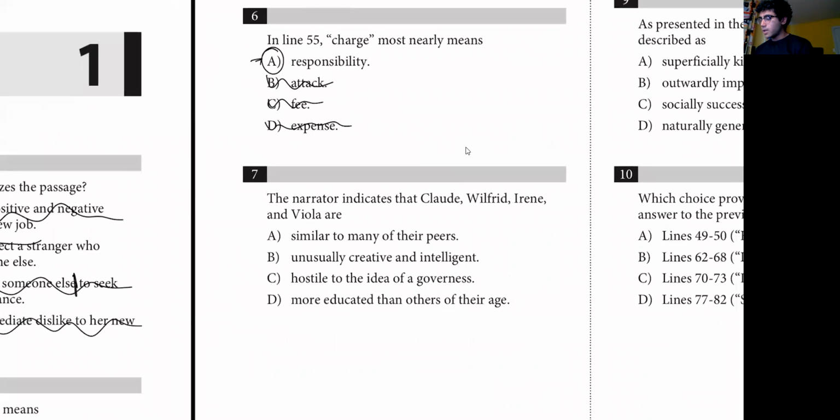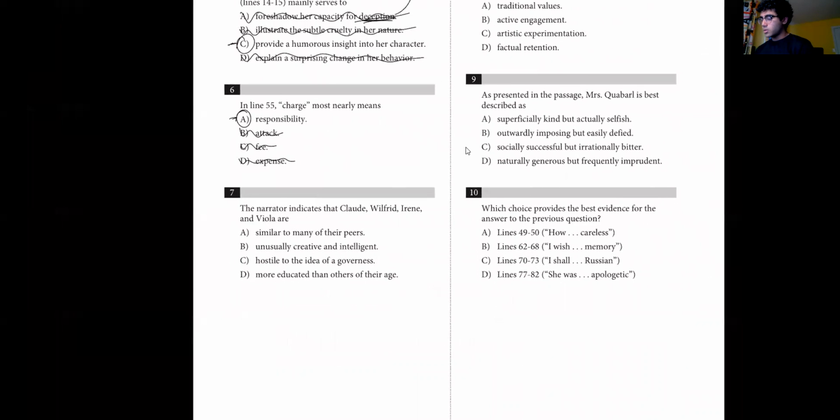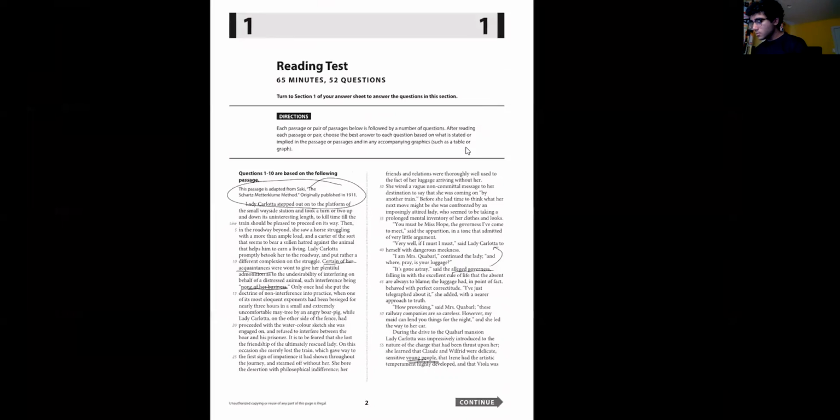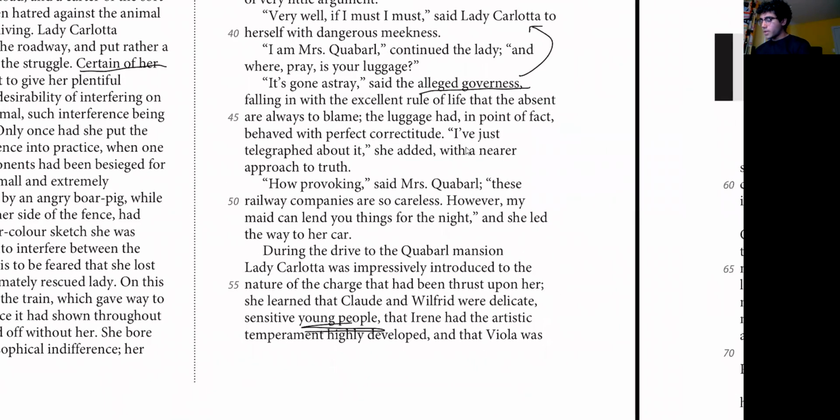7, the narrator indicates that Claude, Wilfred, Irene, and Viola are all what? Similar to many of their peers, unusually creative and intelligent, hostile to the idea of governance, and more educated than others of their age. All right, so they've been outlined over here. She learned that Claude and Wilfred were delicate, sensitive young people. Okay, so just delicate, young, nothing out there.